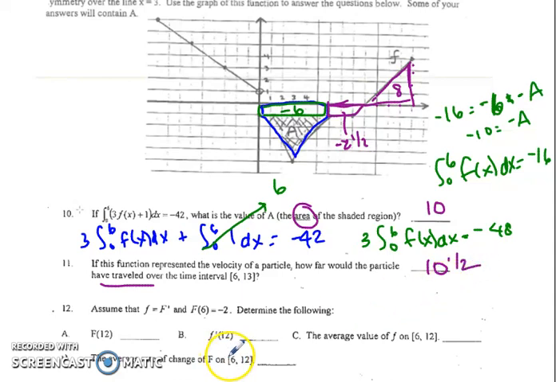All right, the next problem looks like an FTC area accumulation problem. They say if little f, which is our graph, is the derivative of big F, and big F of 6 equals negative 2. That's our starting point. Determine the following, big F of 12. I'm going to erase what I have up here. So big F of 6 is our starting point. So little f of 6 is right here, and I'm accumulating area over to 12.